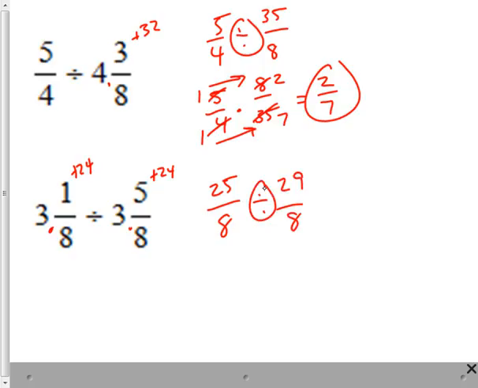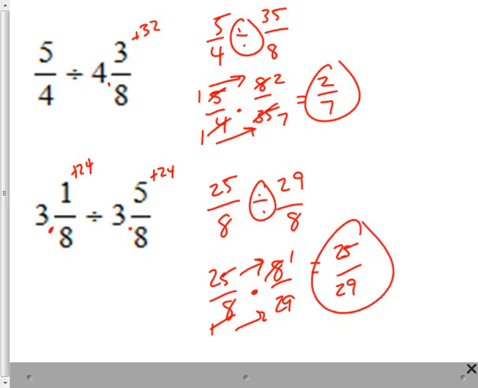And then let's go ahead and change the division to multiplication. So 25 over 8 times 8 over 29. The 8's can cancel here. So then let's multiply across, and we get 25 29ths. And that can't be simplified any further, so that's going to be our final answer.